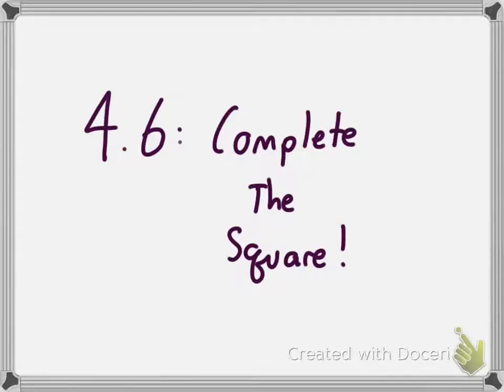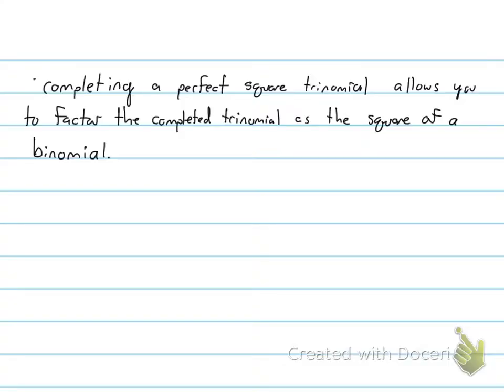In section 4.6, we're going to learn how to complete the square to solve a quadratic equation. So basically what this means, completing a perfect square trinomial allows you to factor the completed trinomial as the square of a binomial, which I know kind of sounds like a mouthful right now, but we'll get into what that means in the next couple examples.